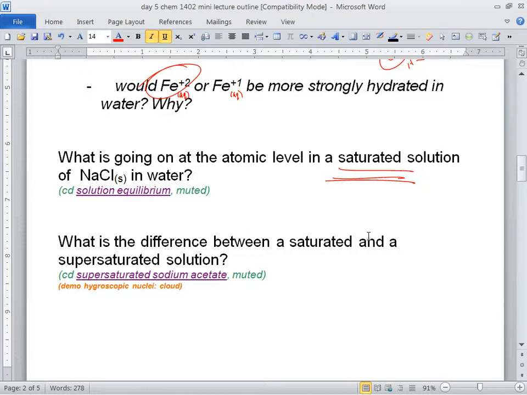And what's interesting to me is how fast it happens. I mean, it's just by capping this, it's really humid in there. It's saturated. It's really humid. It's not super saturated, but it's saturated. It happens really fast.